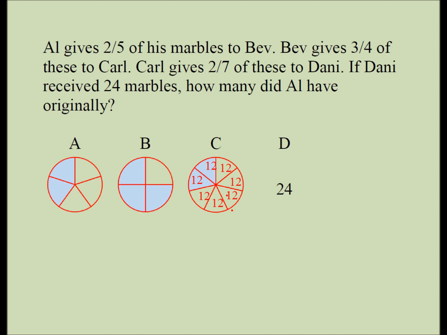So we're going to get rid of all these 12s and going to write 84 for Carl. And you want to make sure you get what we just did. So Carl originally had 84 marbles. Now remember, we are going back. So Bev gave 3/4 of her marbles to Carl. That tells me that these three together should be 84. If you take 84 and divide it by 3, you're going to get 28. So each of these pie slivers should be 28.